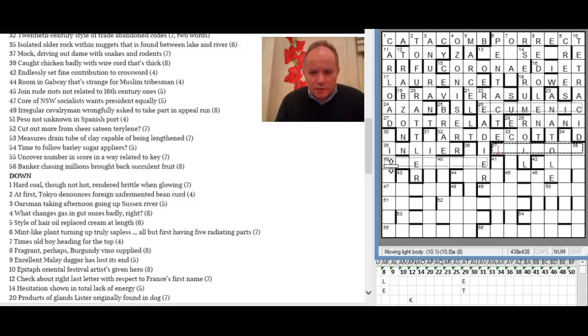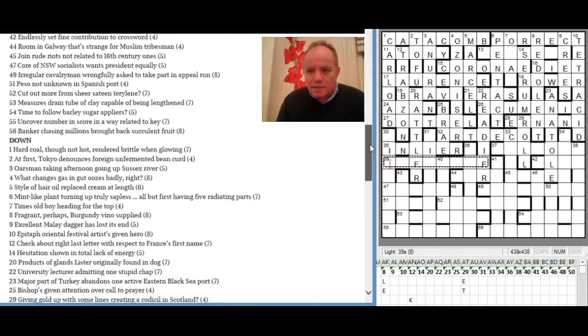Let's try 39 across. This would be very helpful too. Caught C, chicken badly with wire cord that's thick. Creosote. Chicken badly, with wire, cord that's thick. Oh, I feel like it's close, but I don't know.